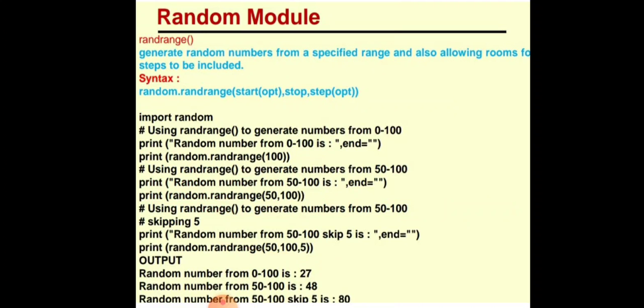Randrange: if we want to give a range, suppose we want to generate values between 0 to 100 and we also want to give a step value, then for that range we use the randrange function. It generates random numbers from a specified range and also allows room for steps to be included.